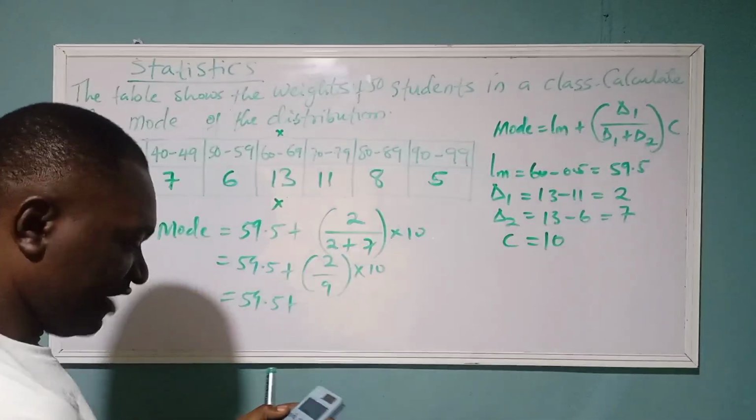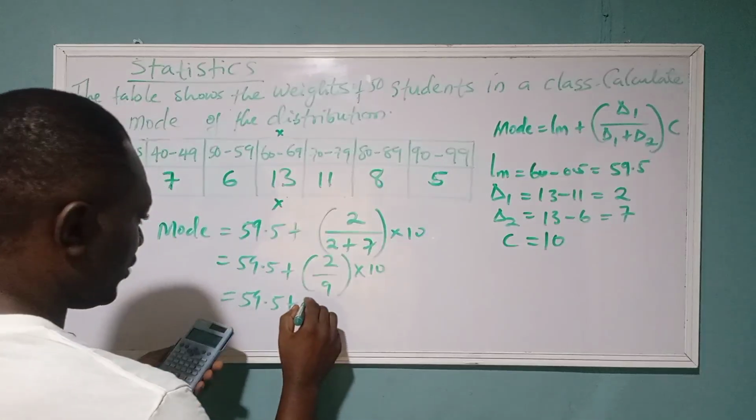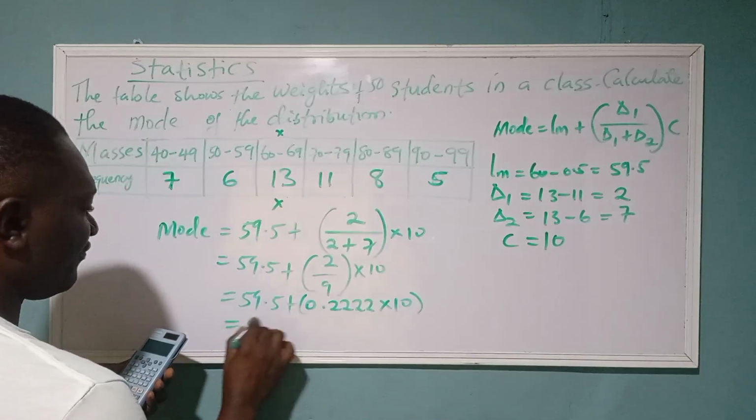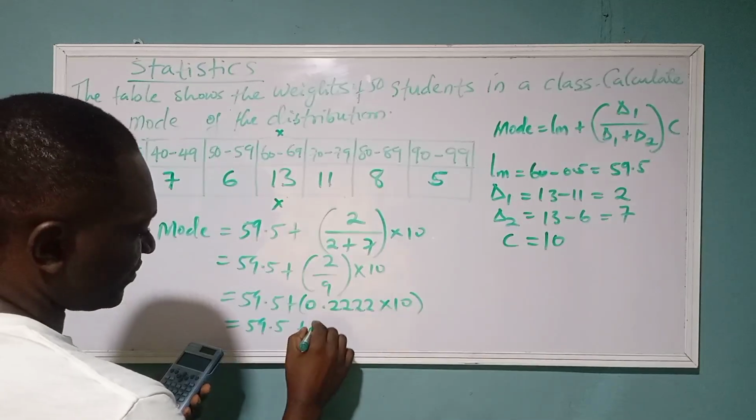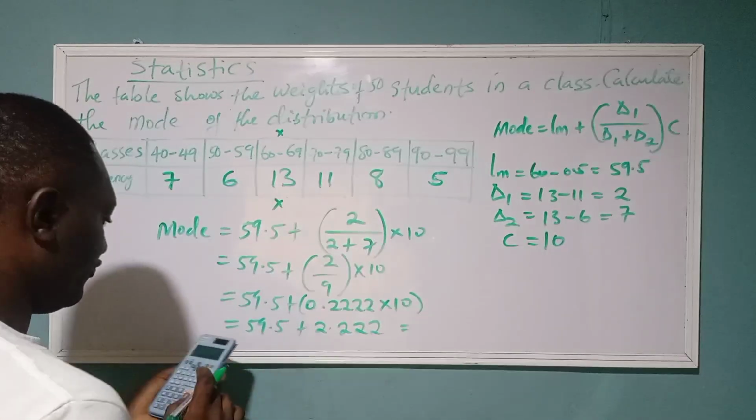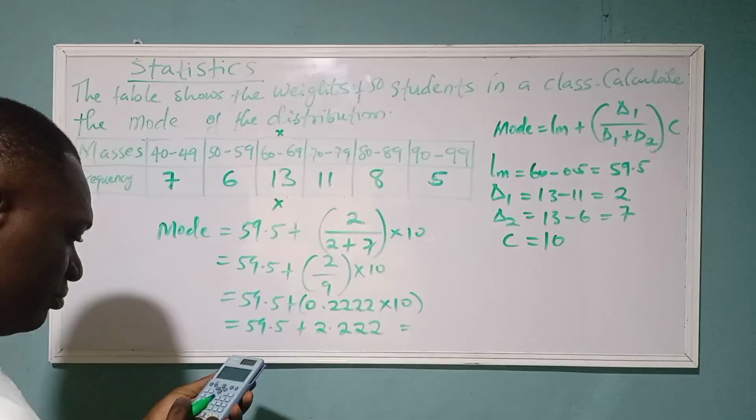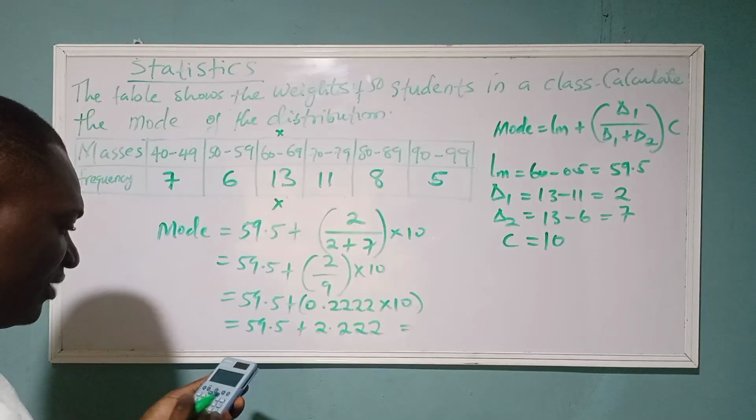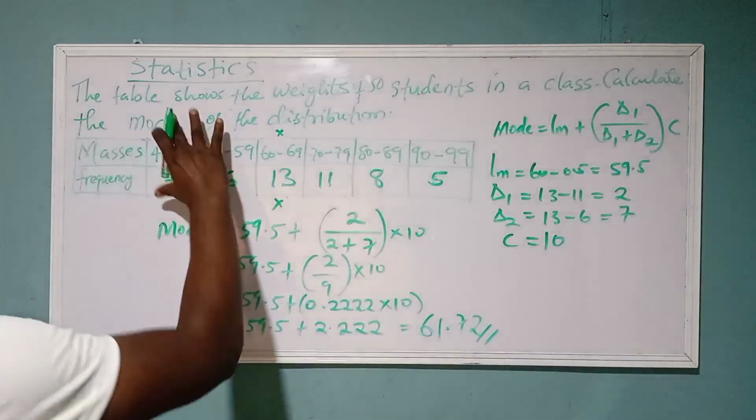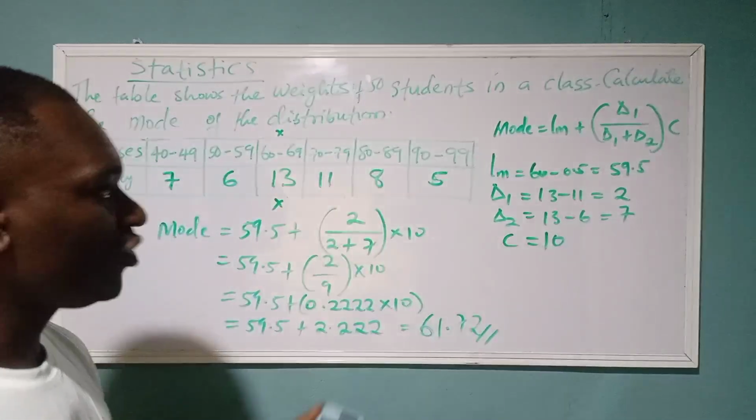So let's work out 2 divided by 9. 2 divided by 9 is going to give you what? 0.2222. When you multiply this by 10, you're going to be having 2.222. So when you add it to 59.5, you're going to be having 61.72. So the mode for this distribution is what? 61.72.